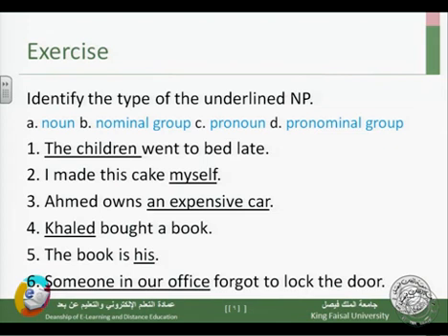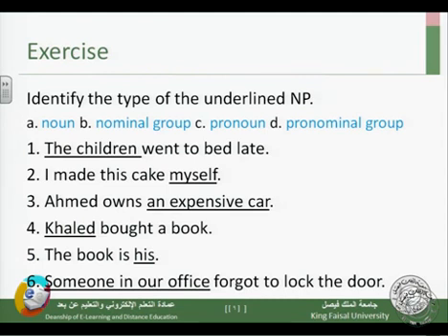Sentence number three. Ahmed owns an expensive car. An expensive car, here we have three words. The head is car and we have two modifiers, an and expensive. So this is a nominal group again. So the answer is nominal group, B. So three, the answer is B. Four. Khalid bought a book. Here we have one word, one noun, and thus the choice here is A, noun. Khalid is a noun. The choice for number four is A.